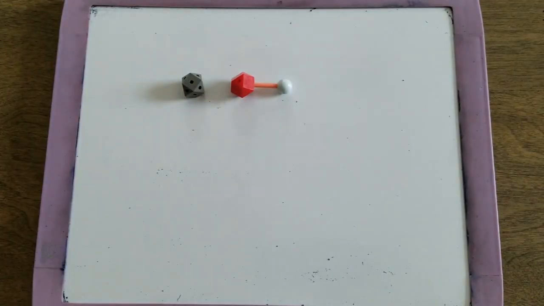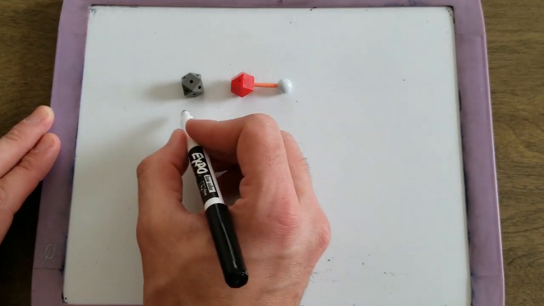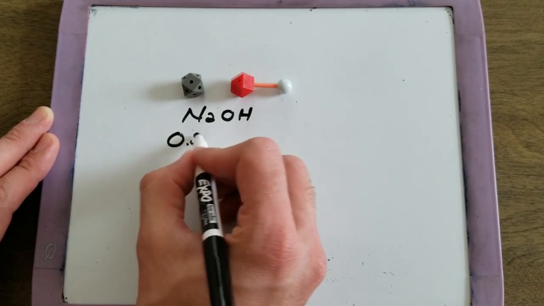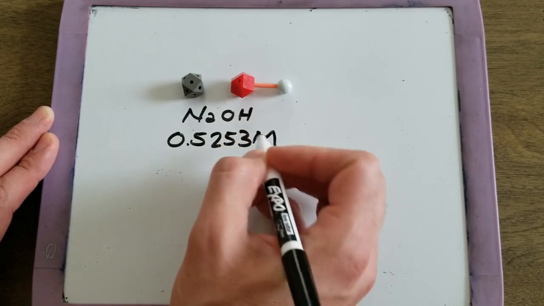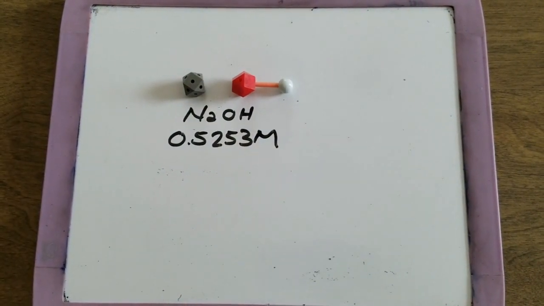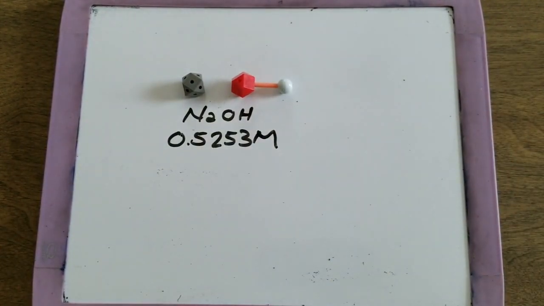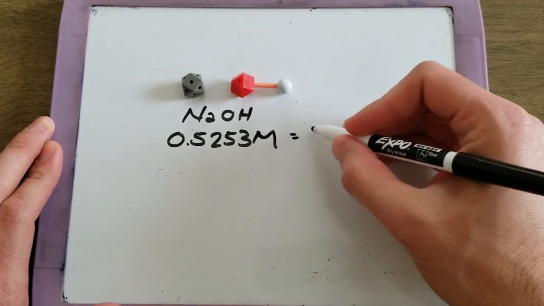The bottle of the sodium hydroxide that was used had its listed molarity as 0.5253 molar. But since sodium hydroxide only has 1 hydroxide, in this case, the molarity is the same as the normality.